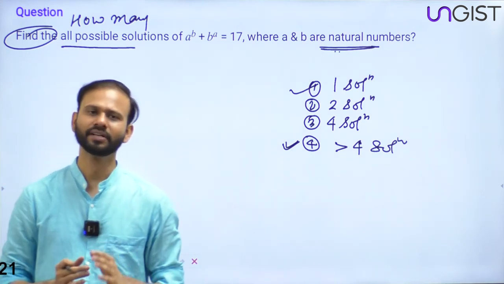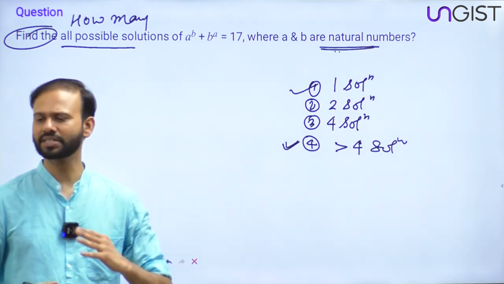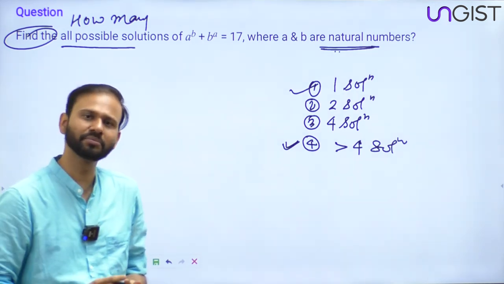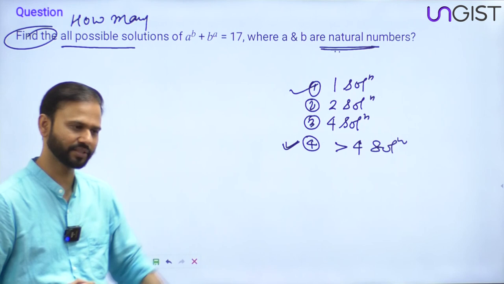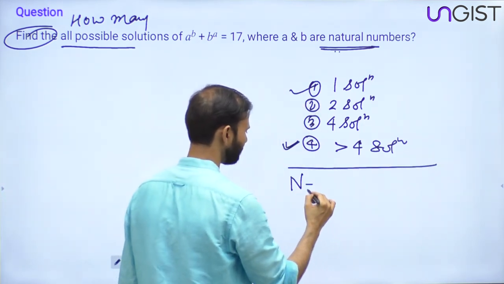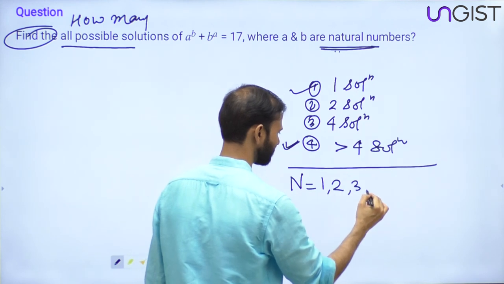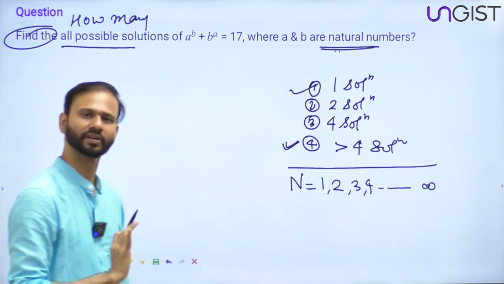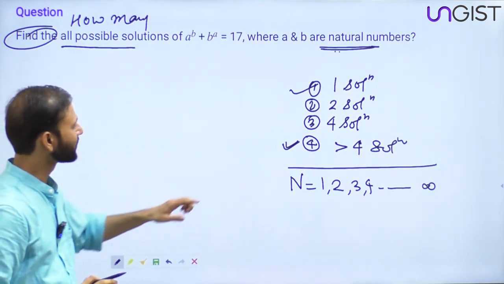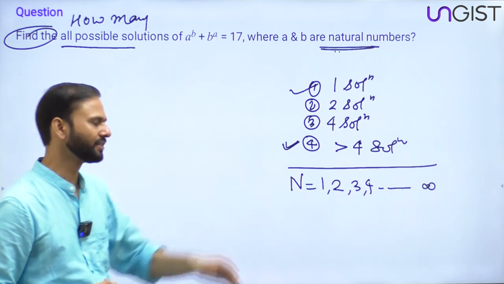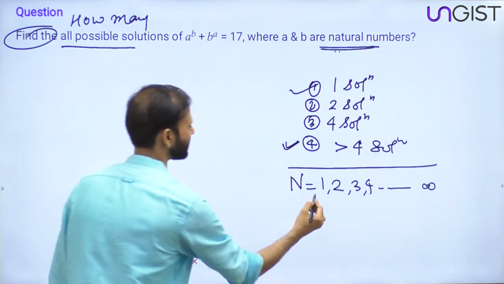Everyone, please. You just start step by step, right? Question is saying A and B are natural numbers. What are natural numbers? 1, 2, 3, 4, 5 up to infinite, right? Fine, these are the natural numbers. Clear? So it means what? A can be 1, A can be 2, A can be 3, and anything, right? So just start with the first natural number.